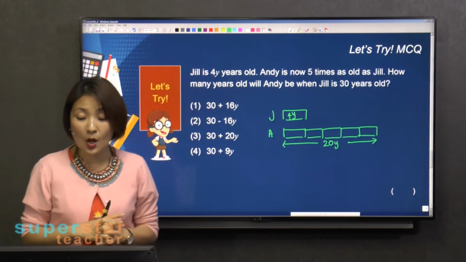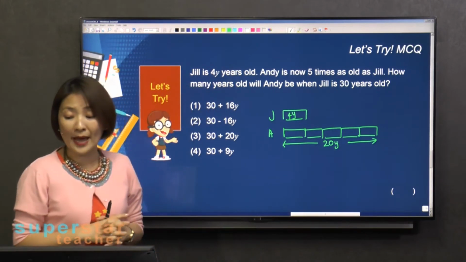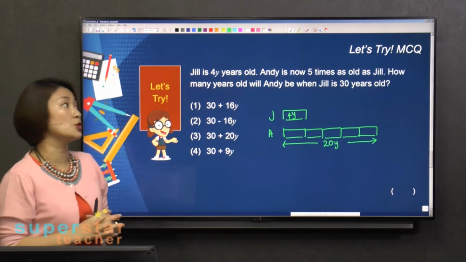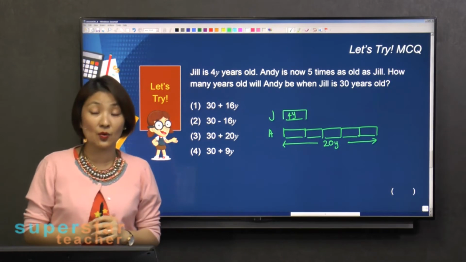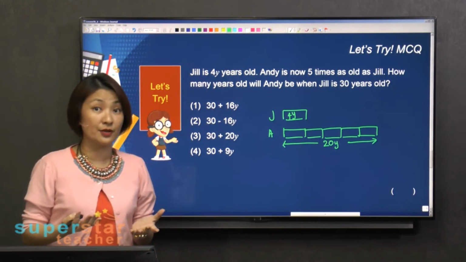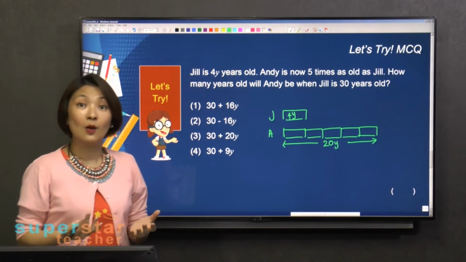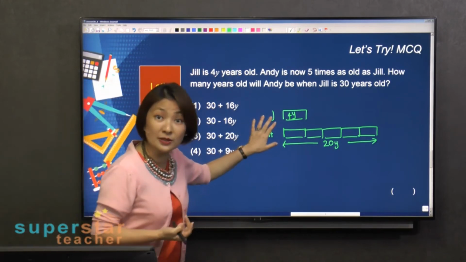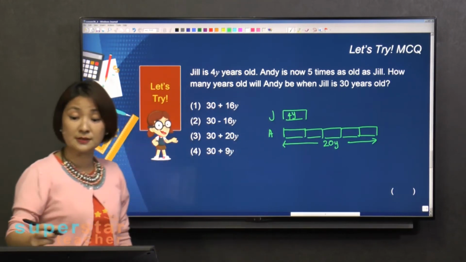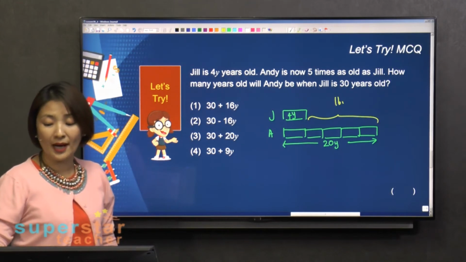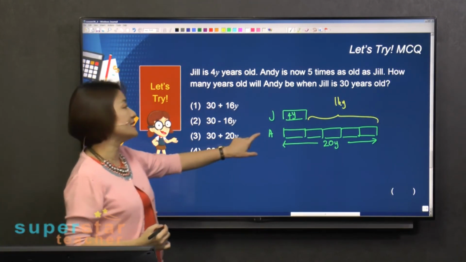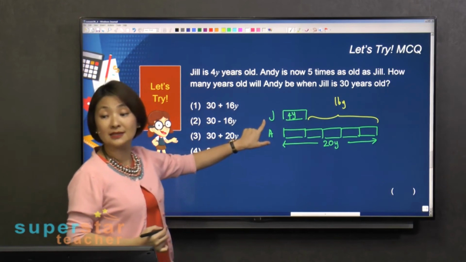Now, how many years old will Andy be when Jill is 30 years old? So some years will pass for Jill to be 30 years old. Okay, so you know what's the age difference between the two of them? Well, this model actually tells you the age difference. Where's the age difference? The age difference is actually here, isn't it? That's 16y. We know that Andy is 16y years older than Jill.